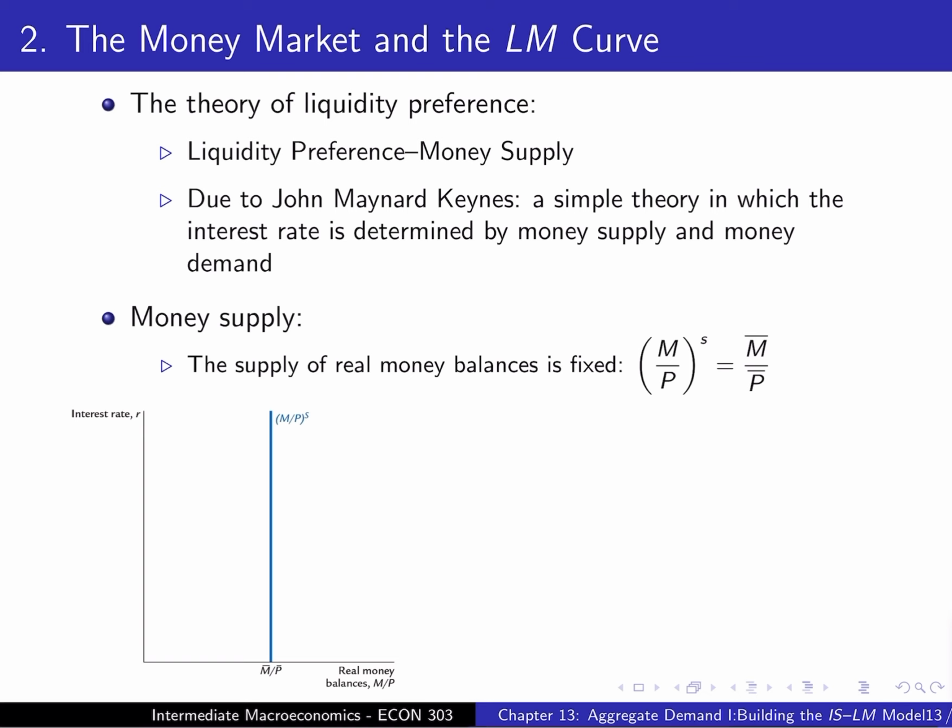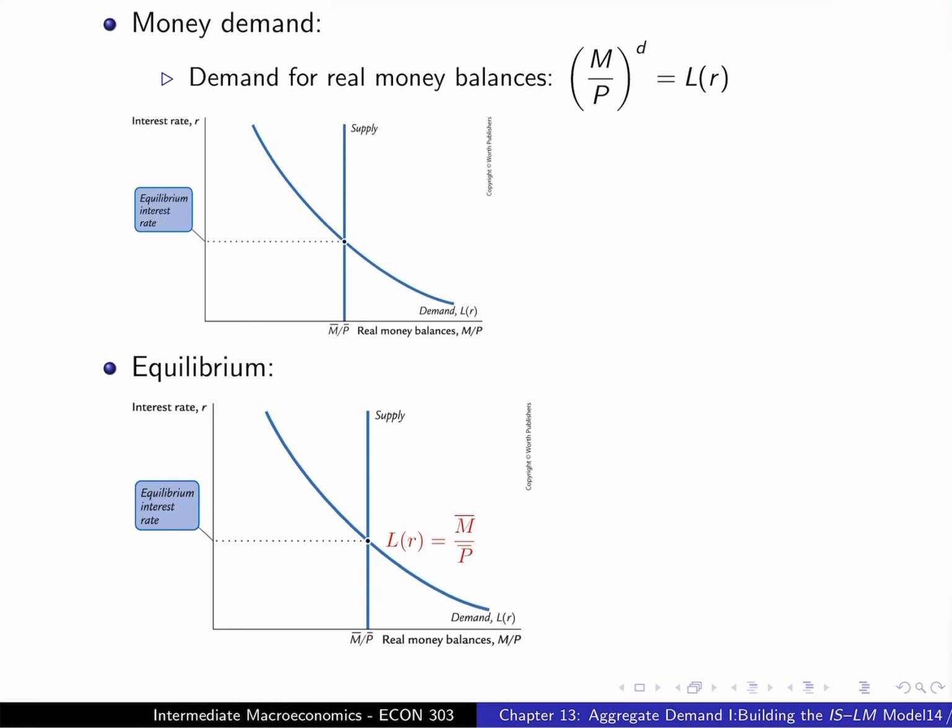In real terms, adjusted for prices, this is written as (M/P) supply equals M bar over P bar. This means the supply of real money balances does not change with the interest rate. It appears as a vertical line in the money market diagram. The demand for real money balances depends on the interest rate. This is because holding money has an opportunity cost, the interest you give up by not holding bonds. (M/P) demand equals L(R), a function of R, where (M/P) demand is the demand for real money.